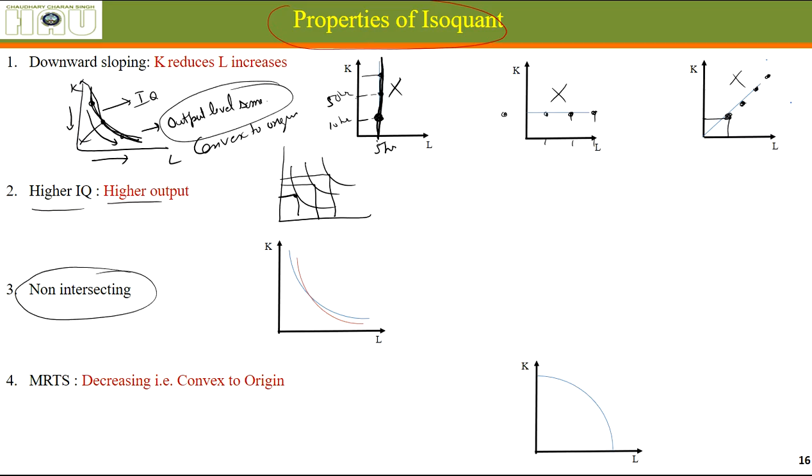Two isoquants cannot be intersecting. Why? Let's say these are 3 points A, B and C.